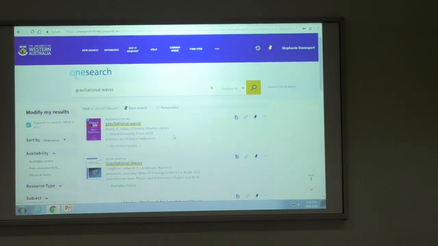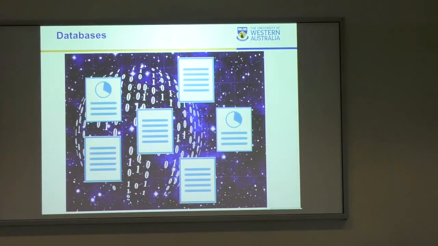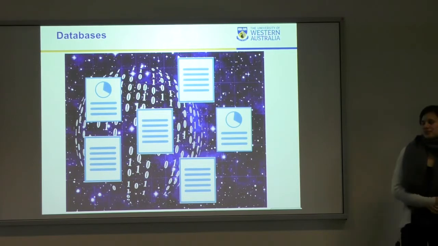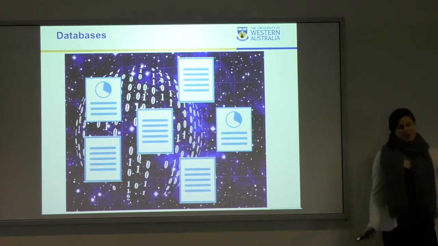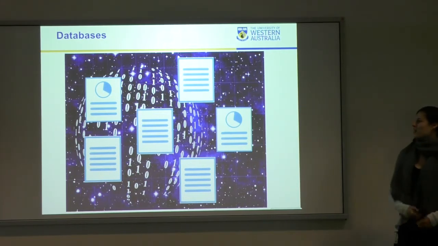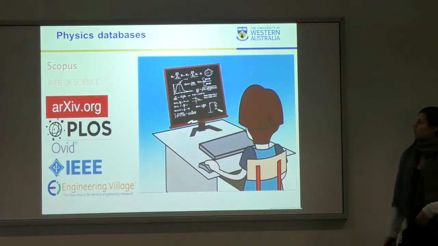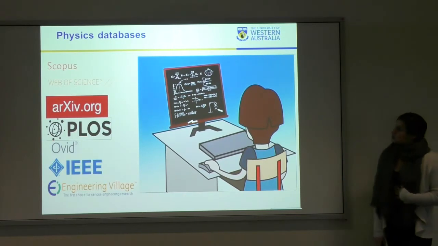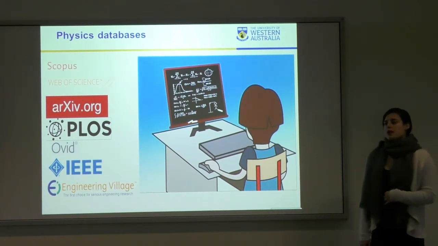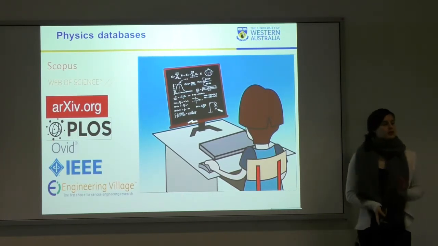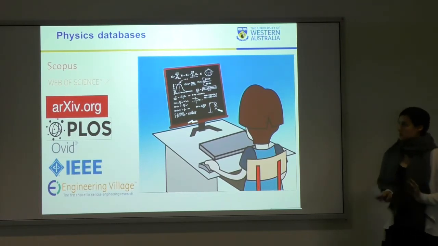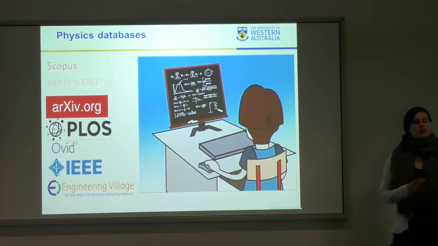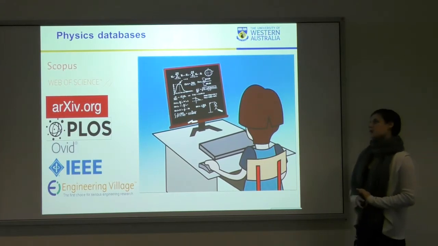So if you come across something that you desperately need for your studies that we don't have as postgrad students, you can access that. So in the databases, you'll have access to even more papers that you can't find through OneSearch. So here are some of the databases that you might find useful as physics students. So Scopus and Web of Science are general scientific databases. So not specific to physics, but very large, very comprehensive databases that you might find really useful.